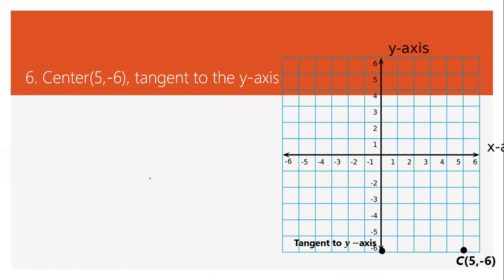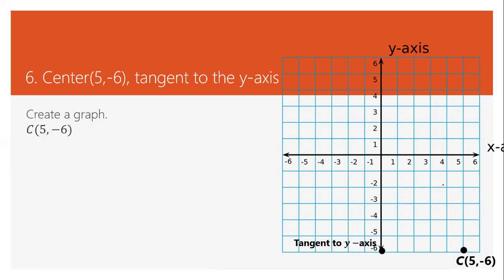Number 6. Center 5 and negative 6, tangent to the y-axis. So if you say tangent, it is when the two curves, or a curve and a line, intersect at exactly 1 point. More like it is touching.